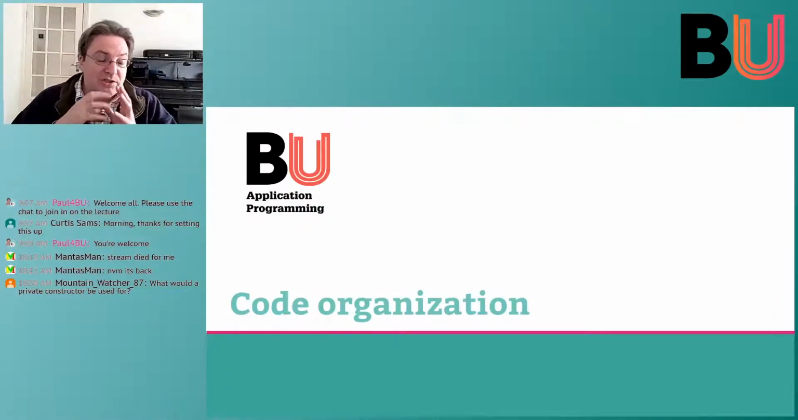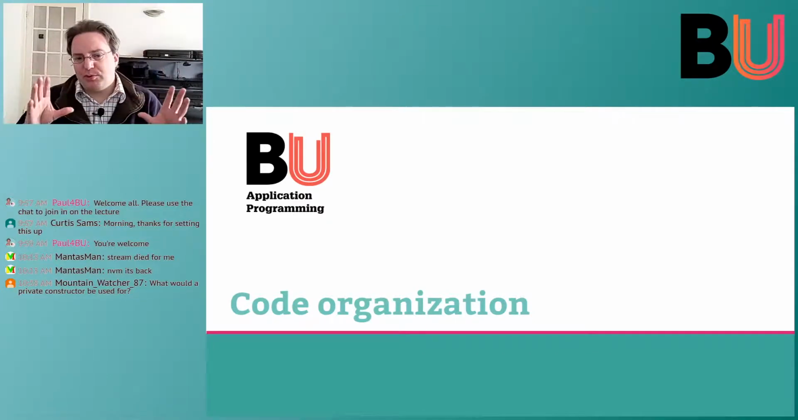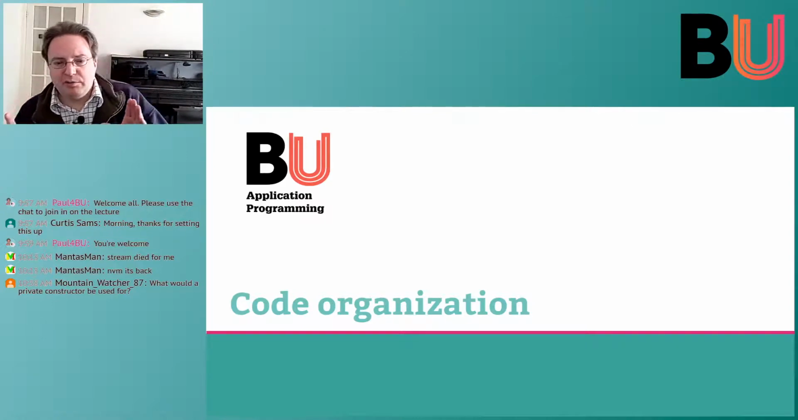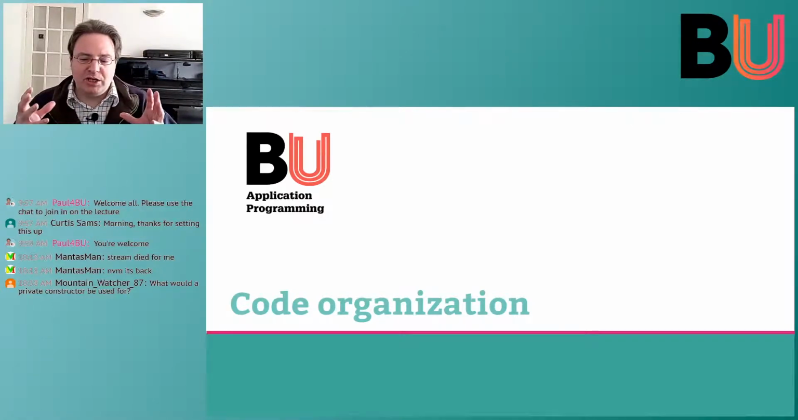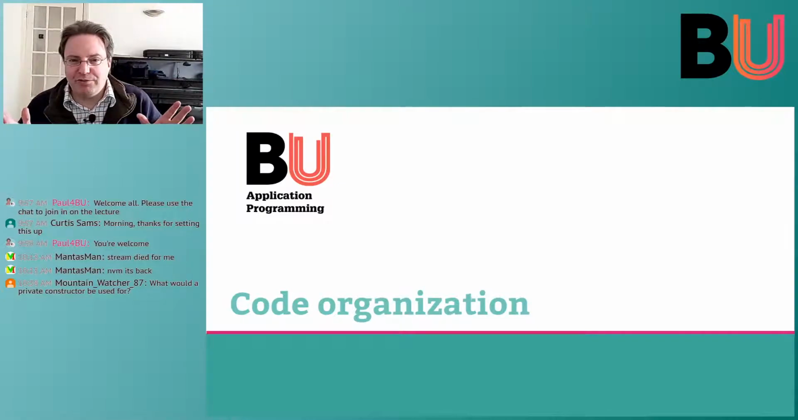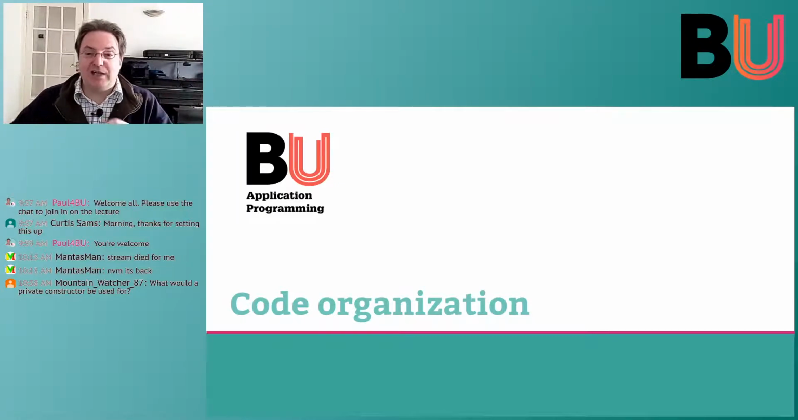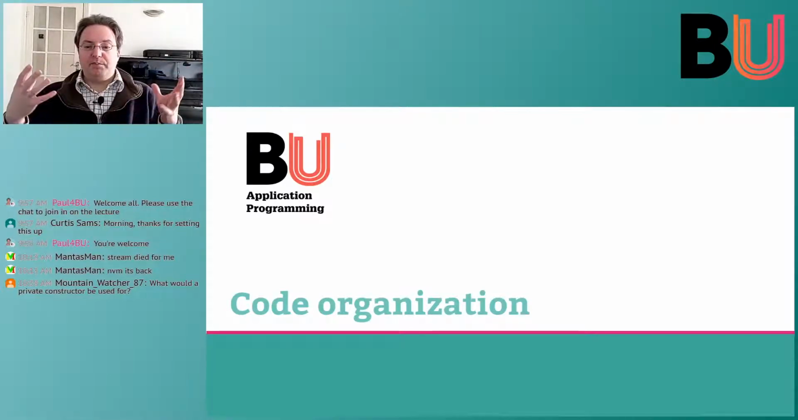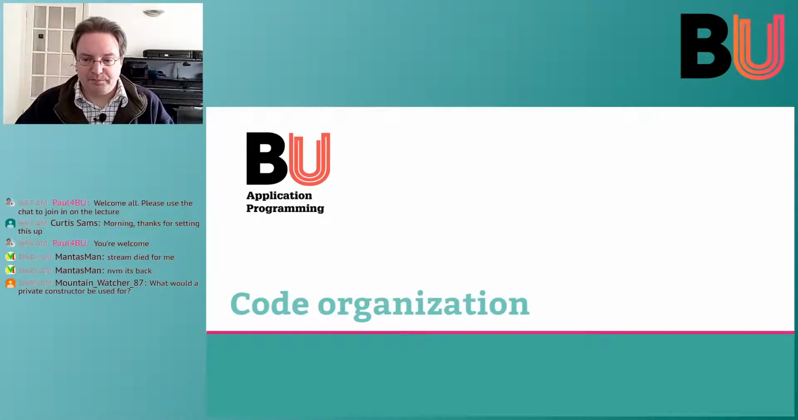The next session is code organization. How do you organize your code and why do you do that? So code organization has two purposes. One of the purposes is to make it easier for the developer to know where to find what and to keep things separate. The other one is to basically have different scopes.